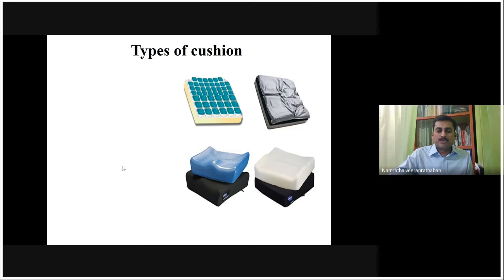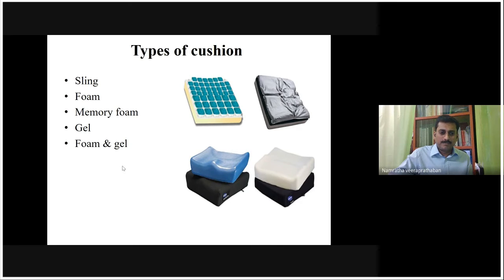Let's go to the types of cushion. First, let's finish the seating system, then we'll go to mobility base. Types of cushions available. The first basic type of cushion is sling cushion, then foam cushion, then memory foam cushion, then gel cushion, then foam and gel cushion, then honeycomb cushion, then air cushion. These are all the basic types of cushion.